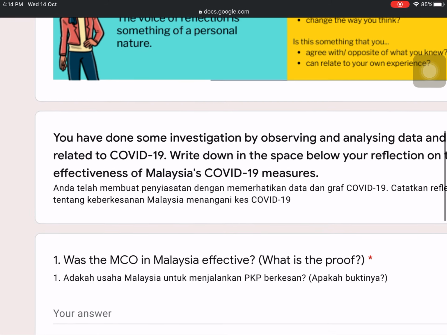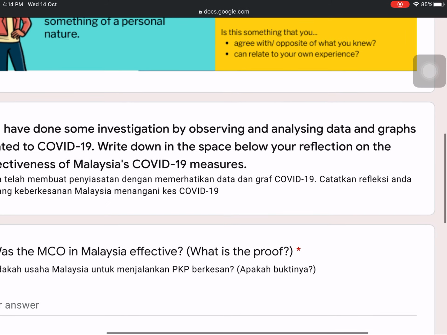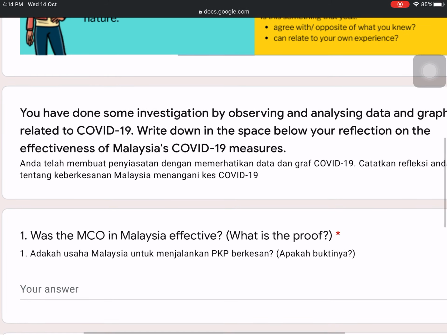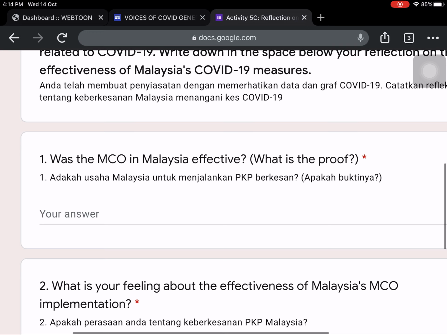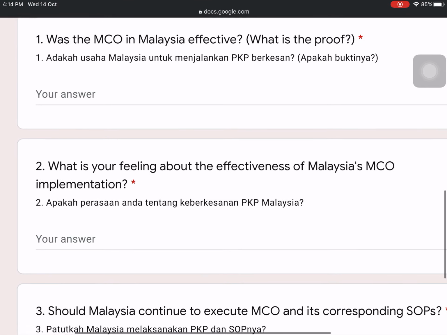You have done some investigation. Write down in the space below your reflection on the effectiveness of Malaysia's COVID-19 response. Was Malaysia effective? Was the MCO effective? What is the proof? Remember, don't answer yes, no, finish. No, we want proof. What information or knowledge that you have recently gained through the program, or maybe through your teachers in schools, or maybe from the news. Write down everything here.